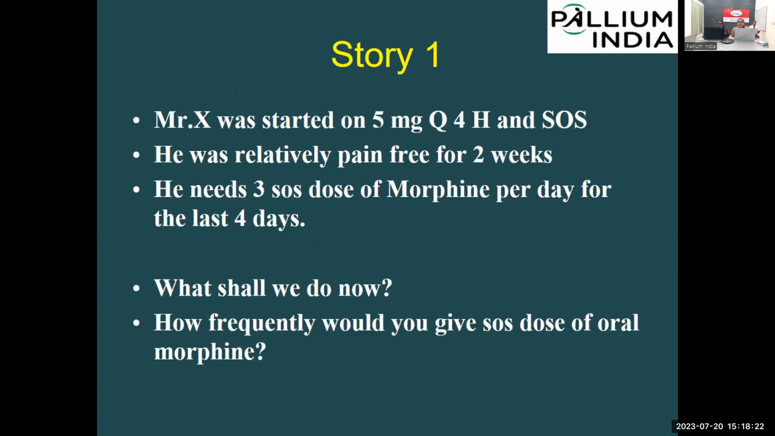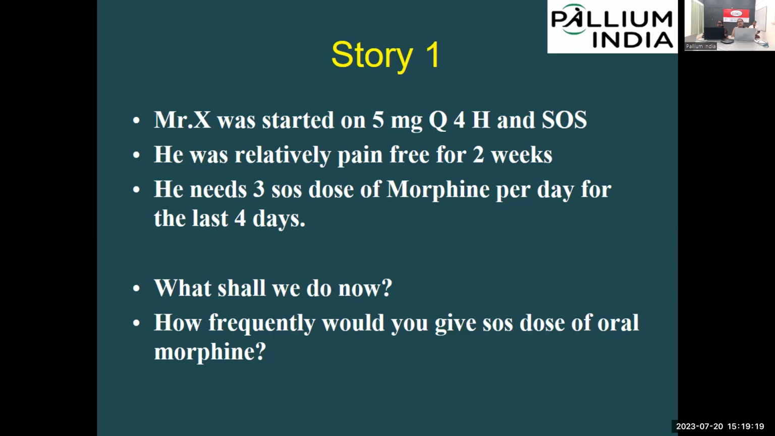Now, moving on to a patient scenario. Mr. X was started on 5 milligram of 4 hourly morphine with a 5 milligram SOS dose. The patient whom we have done the IV titration has been converted to oral morphine, 5 milligram Q4H, and sent home. He had adequate pain relief for 2 weeks. But since the last 4 days, he needed 3 SOS doses of morphine per day. What shall we do now? Can somebody give me suggestions? How can we move about in this? Because he was having adequate pain relief for the initial 2 weeks, but now he's making use of SOS doses of morphine.